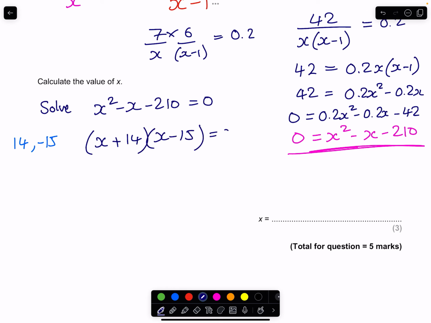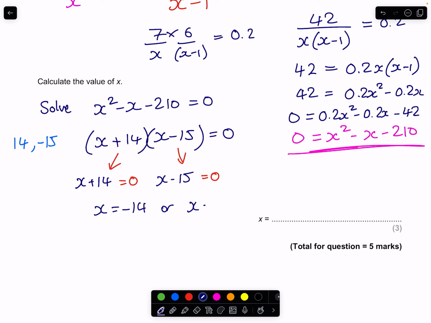Now, if your factorizing is not as strong as that, my recommendation would be to practice it so it does become as strong as that. But you could also use the quadratic formula as well. As long as you've showed your workings, you're good to go. Setting each of these brackets equal to 0 now was the whole point in us factorizing in the first place, and us having it equal to 0 as well here. And then we rearrange both of these to get x is negative 14 or x is 15 as our answer.